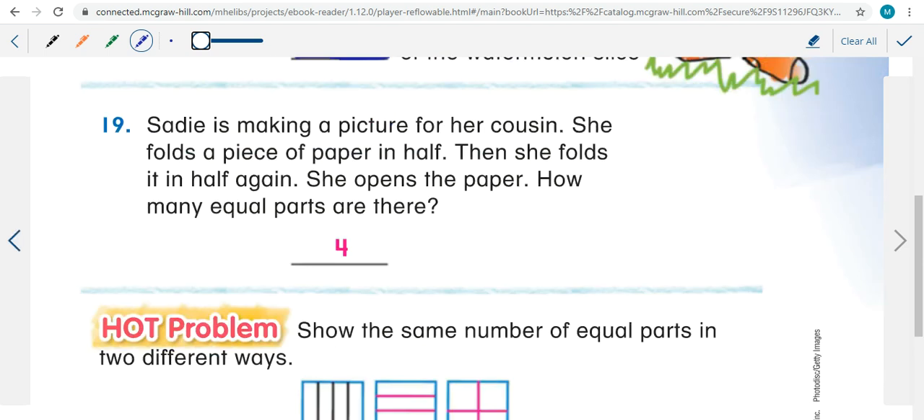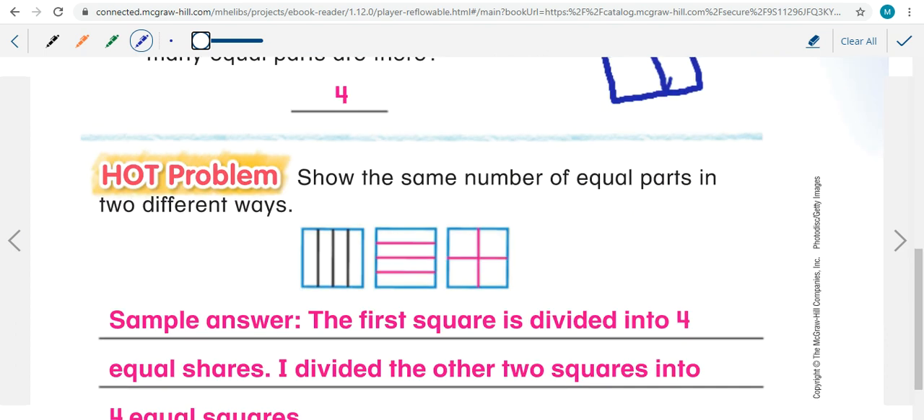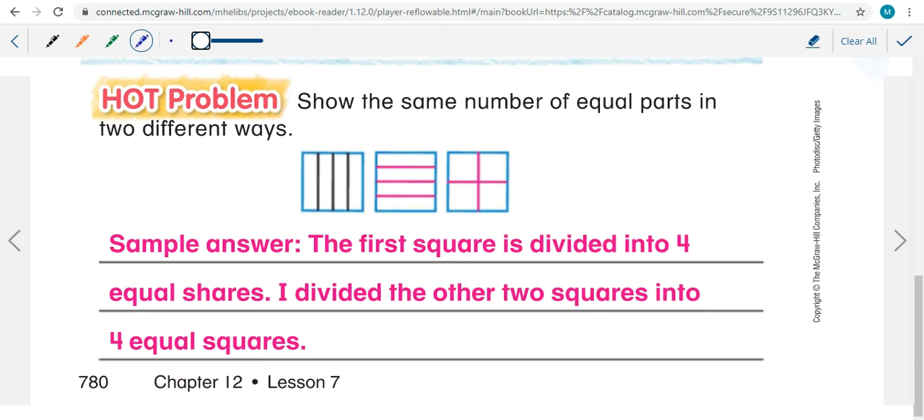Number 19. Sadie is making a picture for her cousin. She folds a piece of paper in half. Then she folds it in half again. She opens the paper. How many equal parts are there? So this is the piece of paper. She divides it into half and then she divides it again. So how many parts does she have? 4. In the hard problem, Miss Marlene always gives you the answer.